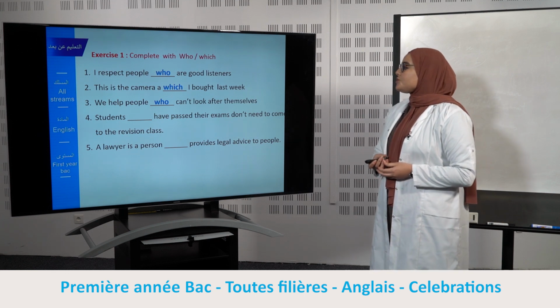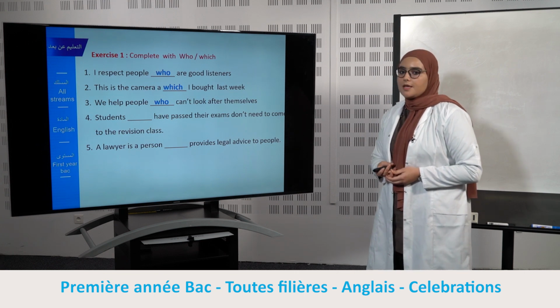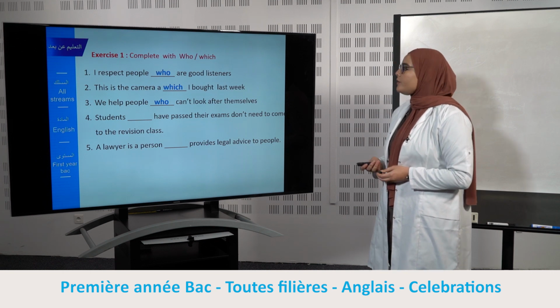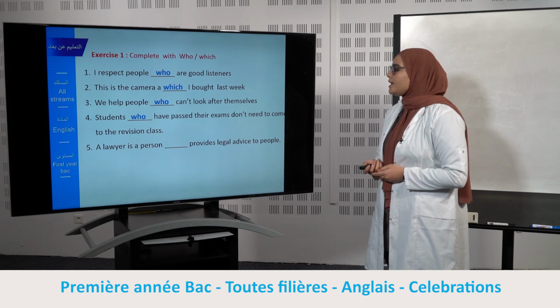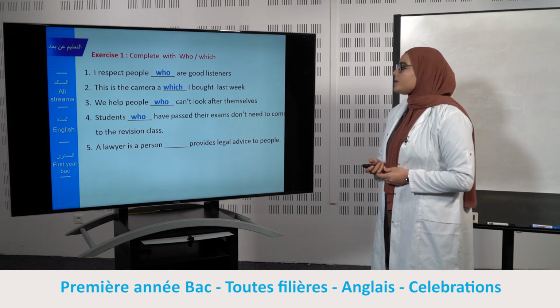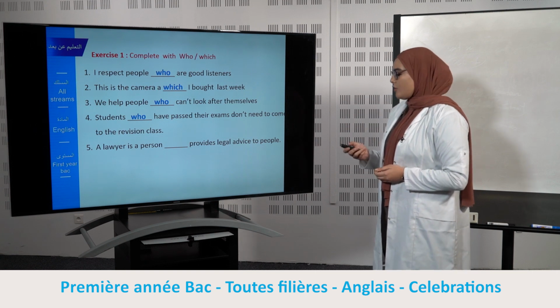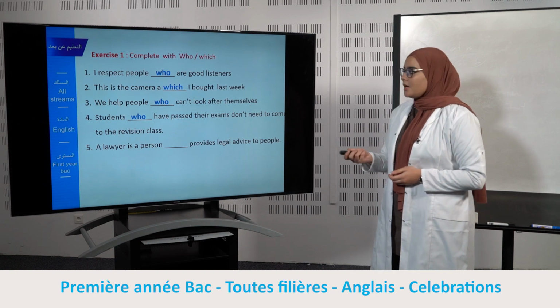Number 4, students who have passed their exams don't need to come to the revision class. So here, are we going to use who or which? Of course, we are going to use who because students, it's a person, people, okay? Number 5, a lawyer is a person who provides legal advice to people. Of course, it's obvious we are going to use who because we have a lawyer. A lawyer is a person, okay?